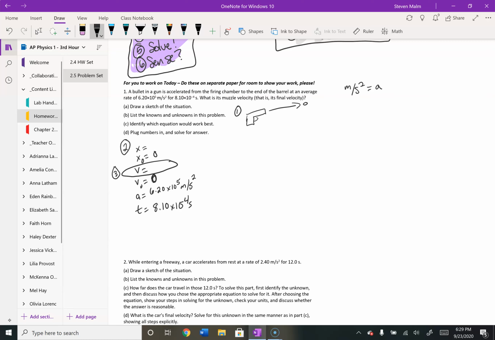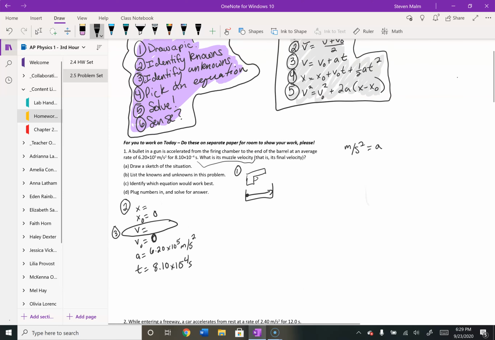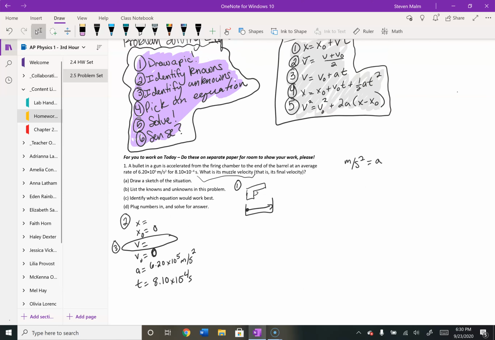So just to make sure I understand, it says what is its muzzle velocity. That means what is its velocity as it's inside this gun, from its starting position to right as it leaves the opening. So this diagram is actually wrong because it does say what is its muzzle velocity, and it makes sense because it's a really small time. All right, so now I'm going to go back up and look for something that solves for V, given all of the things I have.